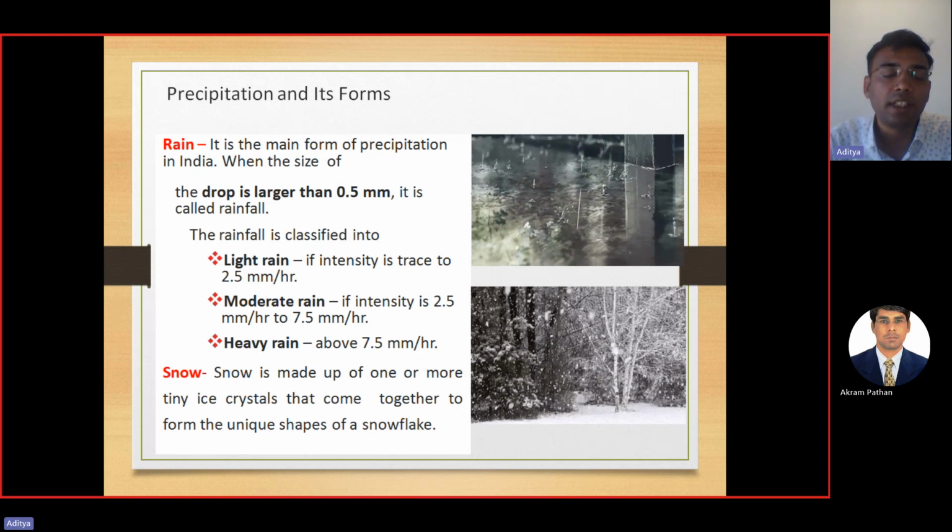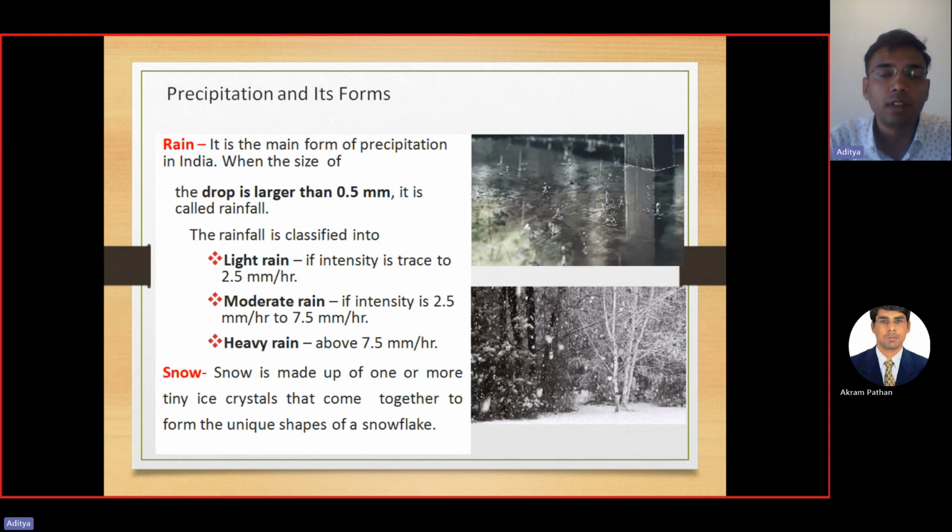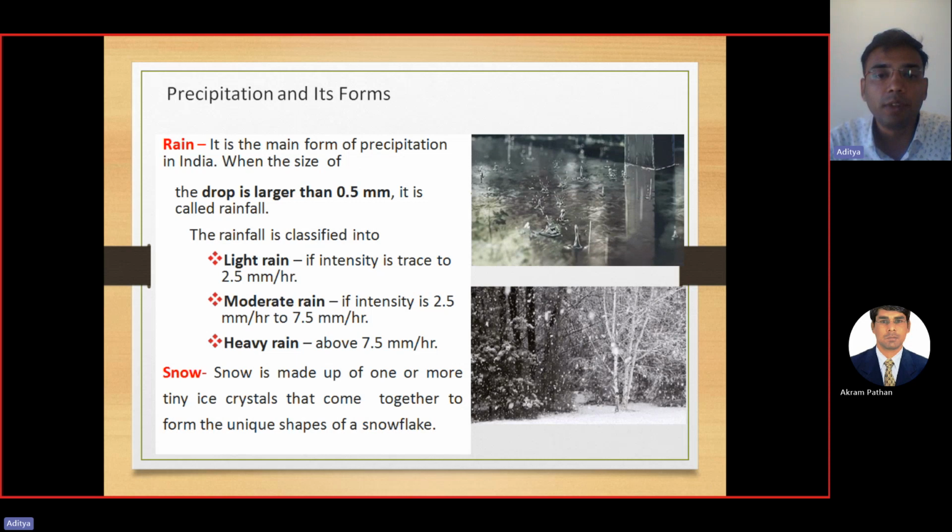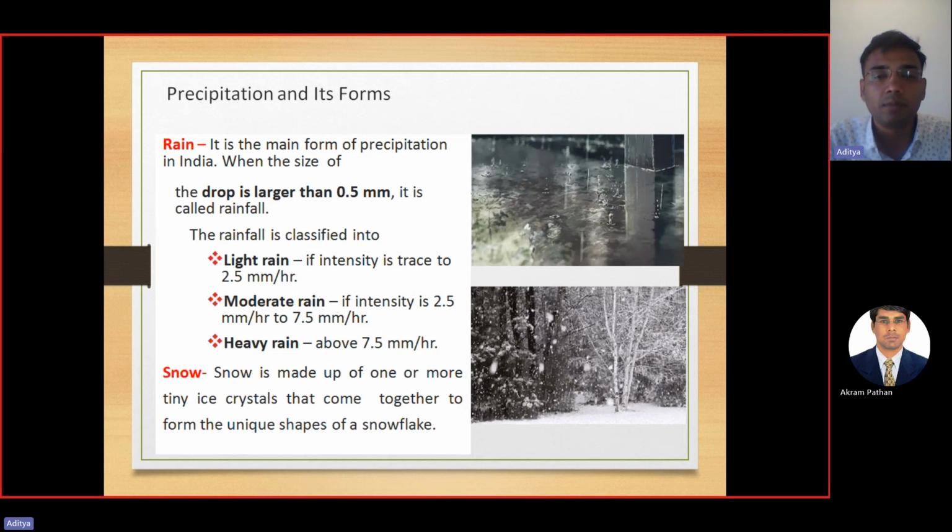If the intensity is equal to 2.5 mm per hour, then you can categorize it as light rain. If it is between 2.5 and 7.5, then you can call it moderate rain, and greater than 7.5 you can call it heavy rain.